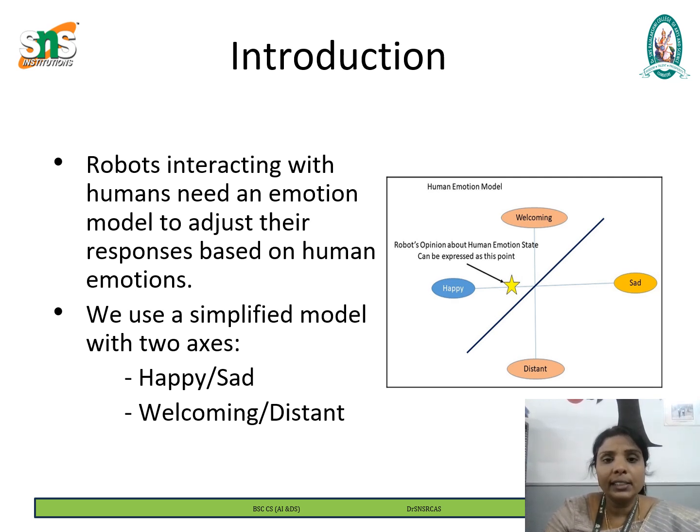By tracking changes along these two axes, the robot can adjust its responses dynamically. For example, if the human is both sad and distant, the robot may adopt a more encouraging or empathic tone to re-engage them. On the other hand, if the human is happy and welcoming, the robot can respond in a more interactive and engaging manner.